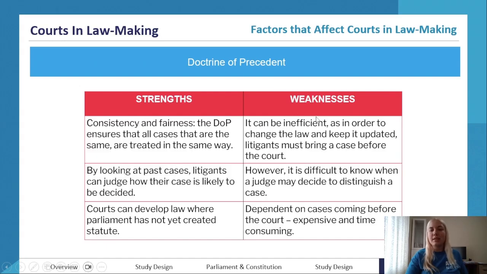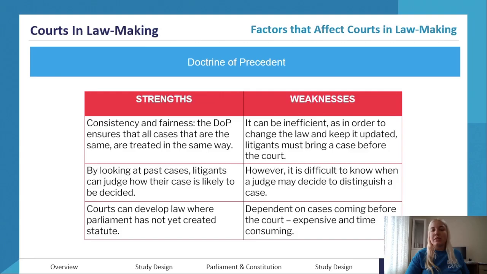Now, some of the weaknesses, so it can be inefficient because in order to change the law and keep it updated, the litigants must bring a case before the court. So there is the requirement for standing. Only someone that is directly affected by a law can initiate a case with regards to that law. Additional weaknesses are the requirements for costs and time, obviously. So not everyone has the time or the money to initiate and pursue cases through the courts. Dependent on cases coming before the court, expensive and time consuming. So exactly what we talked about.